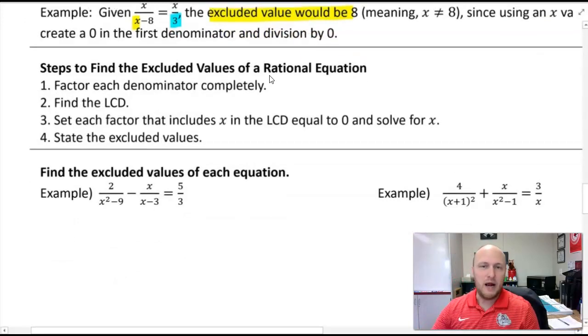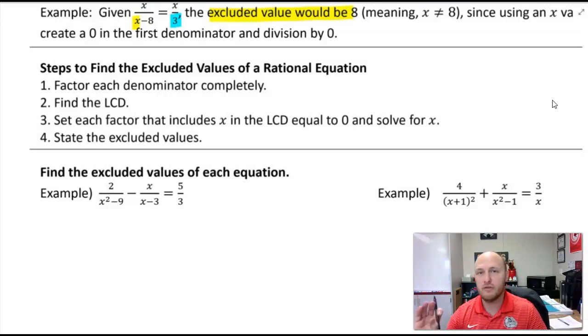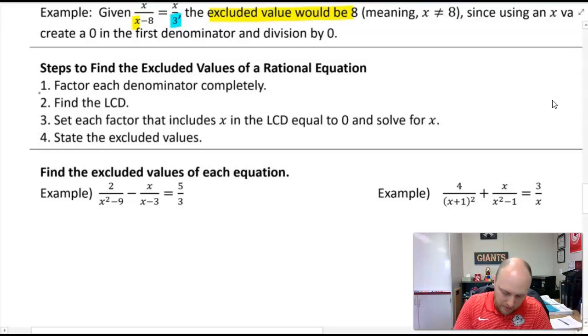So let's go ahead and practice some of this. We are going to find the excluded values of a rational equation. Step number 1, and this kind of goes along with the LCD, because if you have the LCD, you just make sure that all of the factors in your LCD cannot equal 0, and I'll show you that. So step 1, factor each denominator completely.